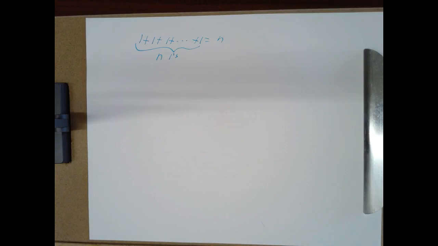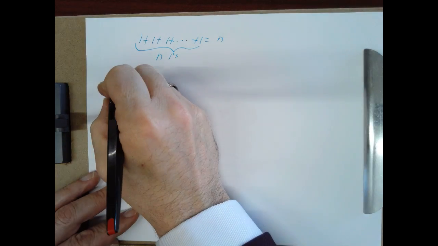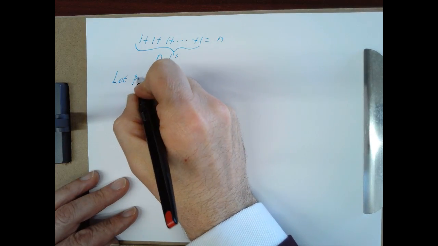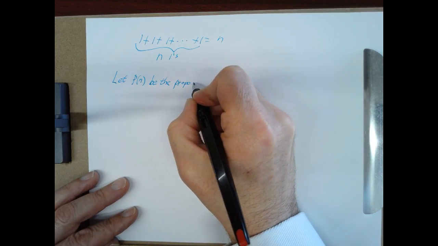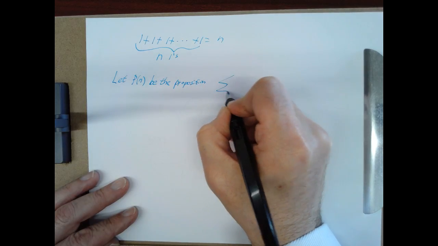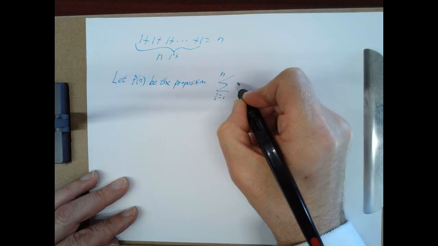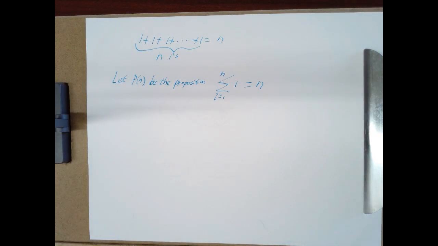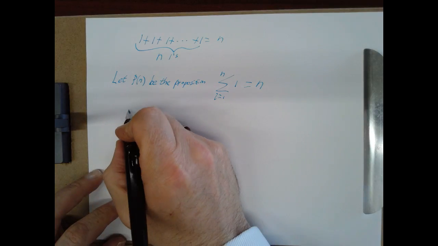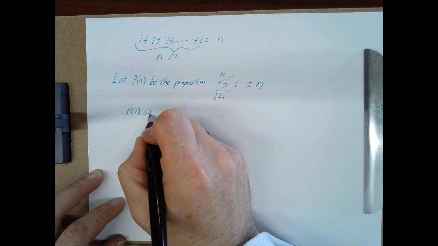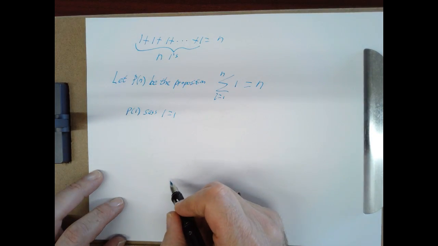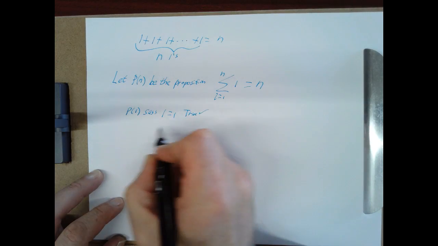So let's make a proposition. So let P of n be the proposition. And I'll use a summation. Sum from i equals 1 to n of 1 is equal to n. So P of 1 just says 1 equals 1. And that's true. So we do have a base case.